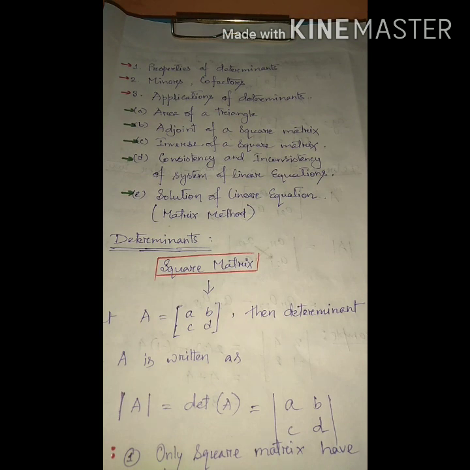In case of this matrix here, only the square matrix we consider, and from this square matrix we find the determinant. Remember, only square matrix. That's why at first here we write square matrix. Here we do not take the rectangular matrix.